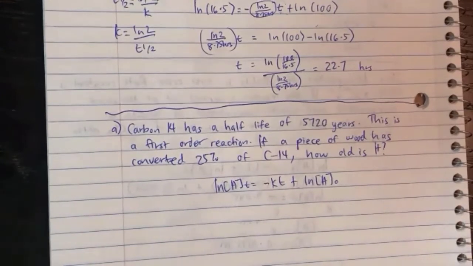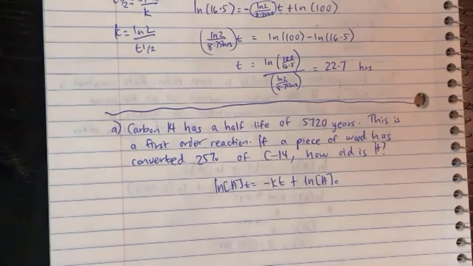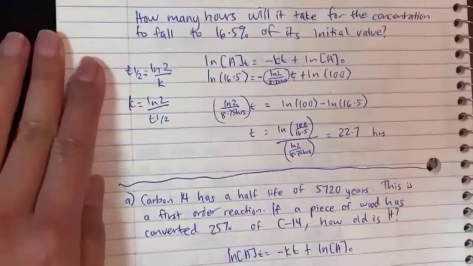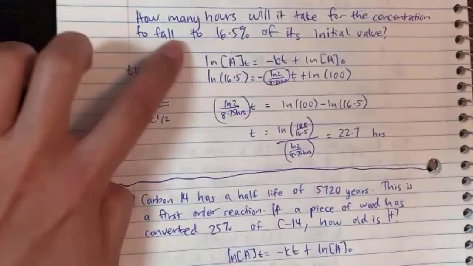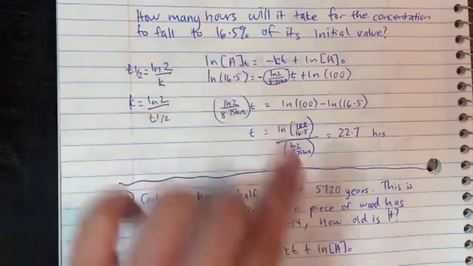Now let's take a look at the question once you guys are done writing this question. Notice it is worded a little bit different from the first question. This question says, here's the half-life. It's first order. The wood has converted 25% of carbon 14. So basically, 25% of carbon 14 is now gone, converted over to the other form of carbon, okay? So this one here, it says, how many hours will it take for it to go to 16.5? This is going from 100 to 16 and a half, right?